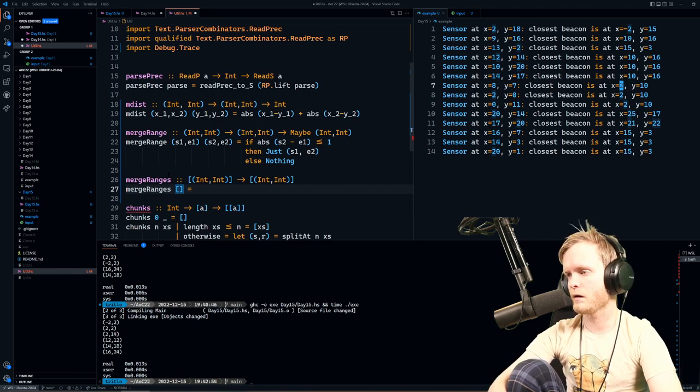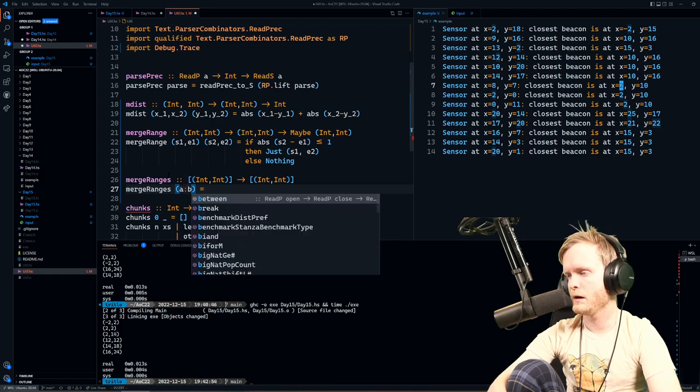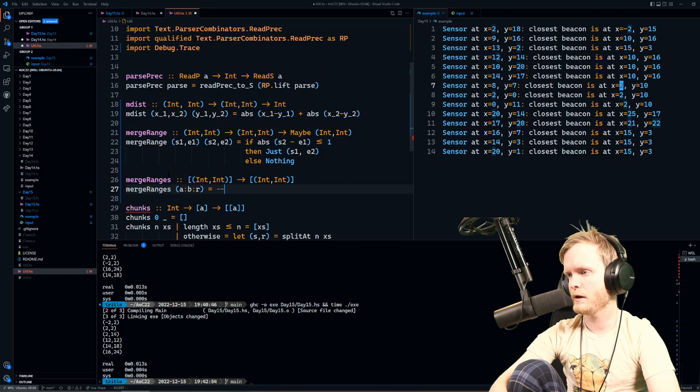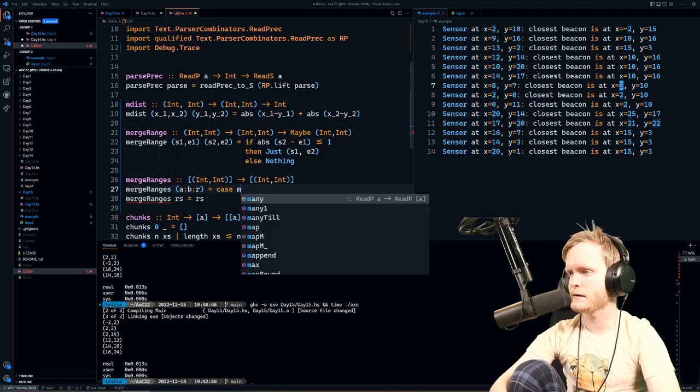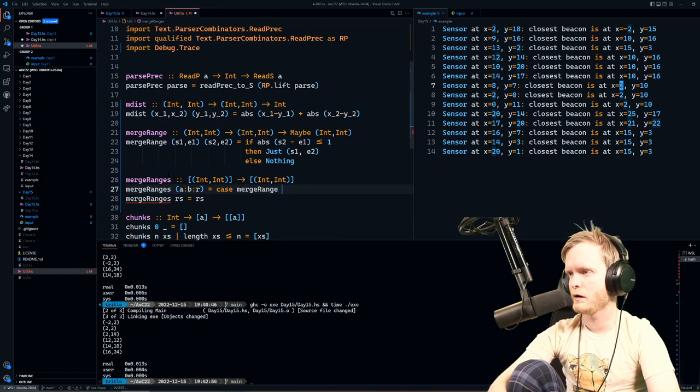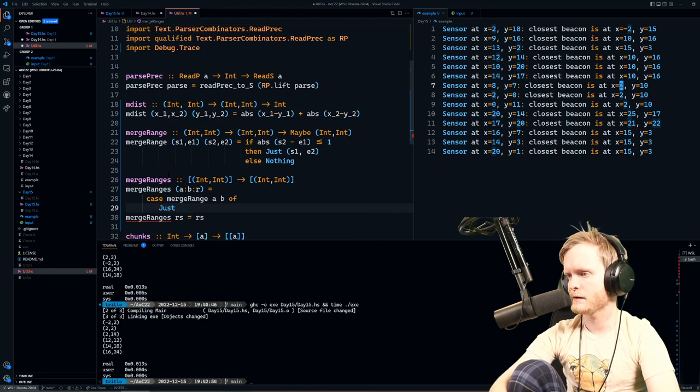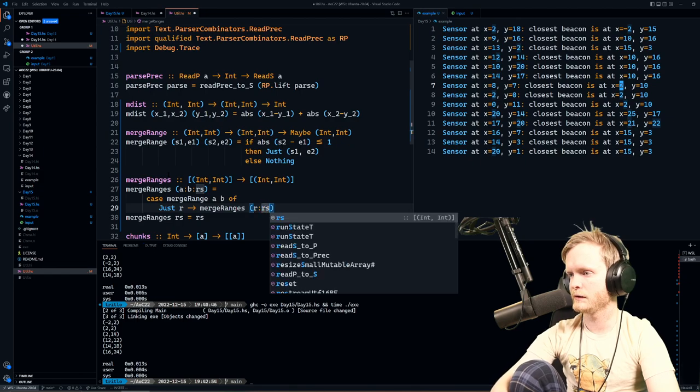So if we have A and B and the rest, then we can do something. Merge ranges RS. Otherwise it is empty, or there's only one range. We can't do anything. Okay, so a case merge range AB of, if it's just RS, so ranges. So it's just R, then we do merge ranges R, comma R's.